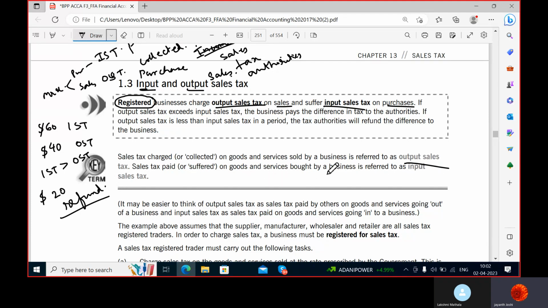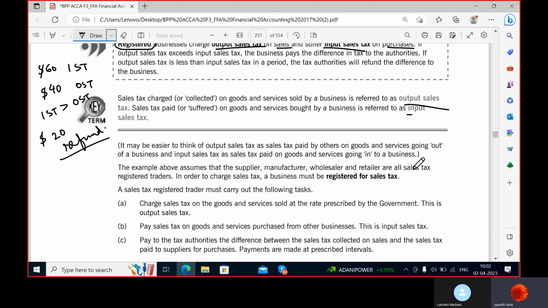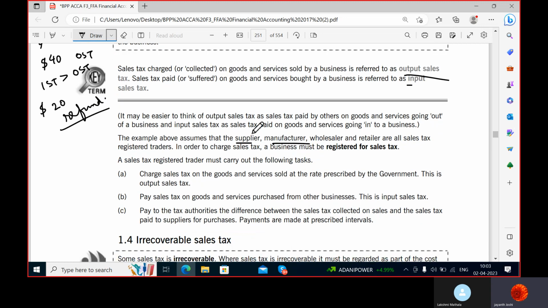Okay. Now, sales tax charged on goods and services sold by a business is termed as output sales tax, and sales tax paid on goods and services by the business is termed as input sales tax. Now, in the previous example with which we started this lesson, we have seen that the supplier has paid input sales tax of $6. Manufacturer has paid input sales tax of $24. Wholesaler has paid an input sales tax of $18. And retailer has paid an input sales tax of the remaining amount, 72 minus 48.